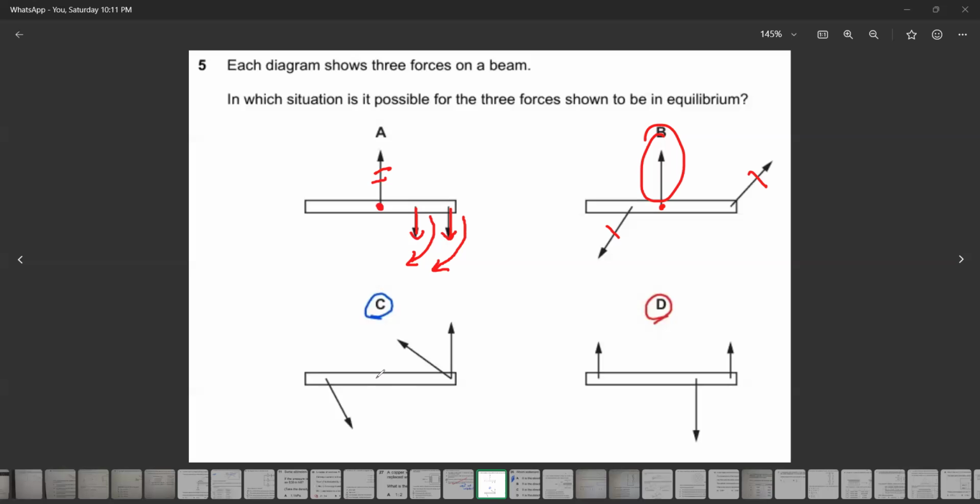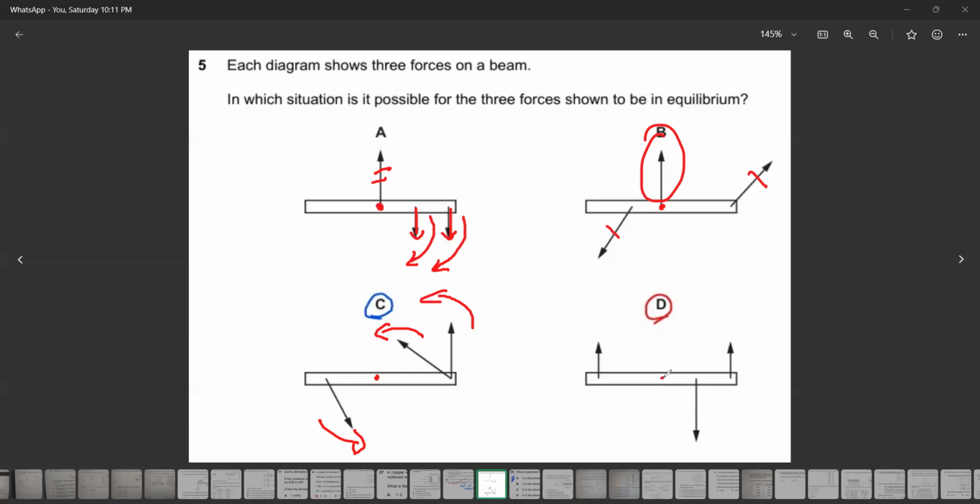What about C? When we take a pivot, if you compare the turning effect, this is causing an anti-clockwise turning effect. This force will also cause an anti-clockwise turning effect. This force will also cause an anti-clockwise turning effect. So all these forces are causing a turning effect in the same direction. If they're causing a turning effect in the same direction, it means there is a resultant turning effect or moment. So this cannot be in equilibrium.